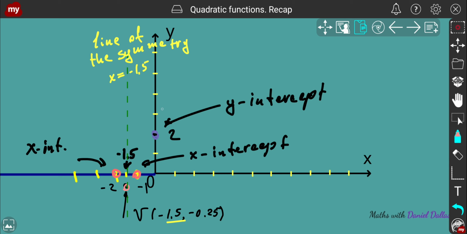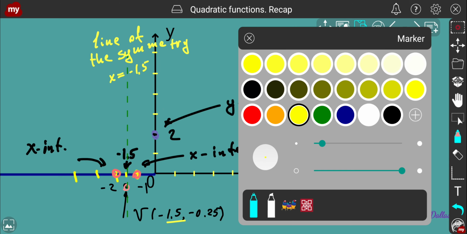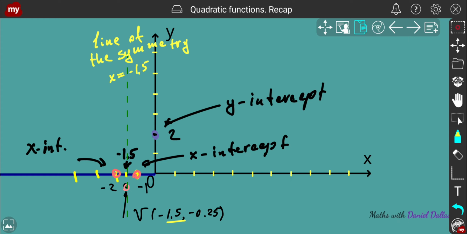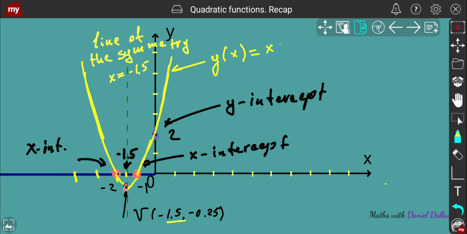I'll simply show you the sketch of the graph, and I choose which color to use. So I choose yellow color and draw the branches for our parabola. So here and here. Make sure your graph looks more or less symmetrical around this vertical line of symmetry. So this is a parabola with the function determined by our equation x squared plus 3x plus 2.